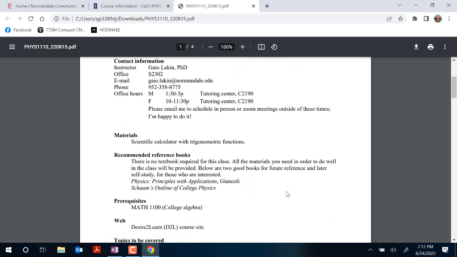So this is my contact information. The best way to get a hold of me is email. I'm checking that several times throughout the day and in the evening. My PhD is actually not in physics, it's in engineering, sort of engineering math. That's my area, but there's obviously a lot of overlap.